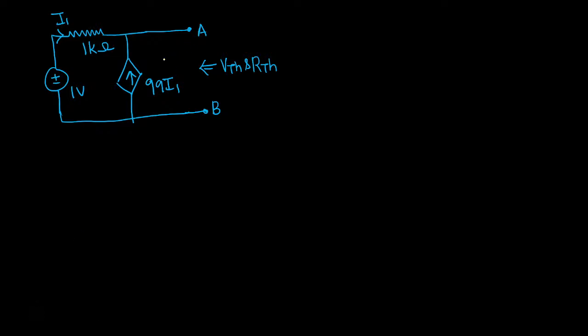See, while calculating VTH, what is the procedure? Identify the load terminal, remove the load from the load terminal, then find out the voltage across the load terminal. So here we have to calculate the voltage across VAB. So VAB will be considered as VTH. We know Thevenin voltage is also considered as an open circuit voltage. You know the reason for that.